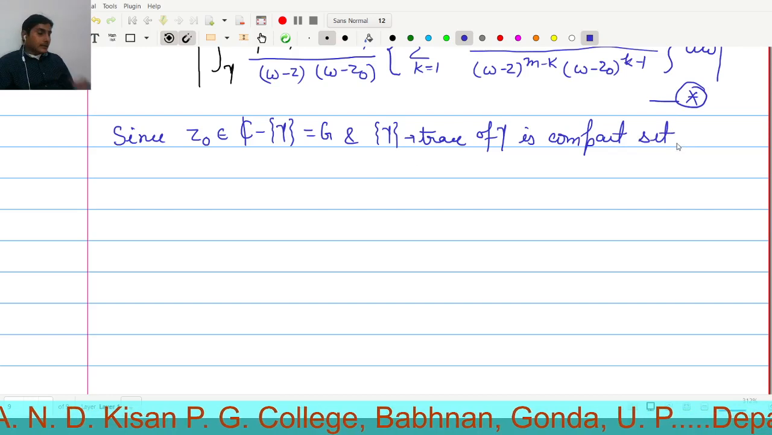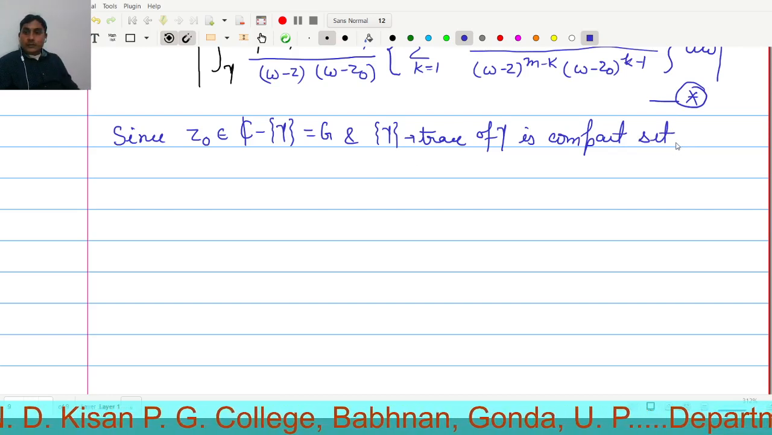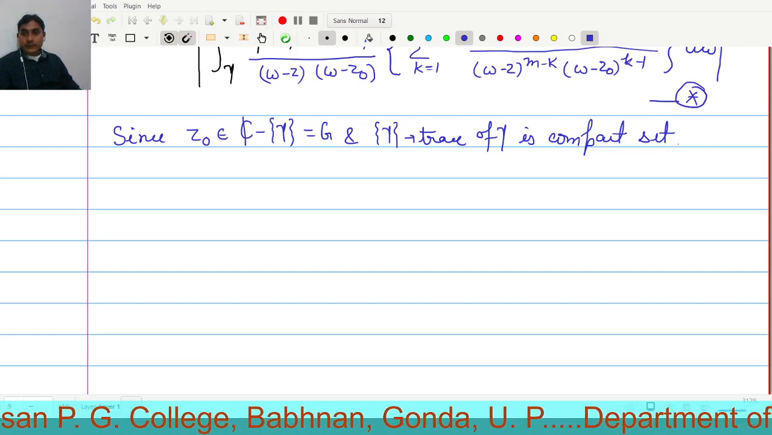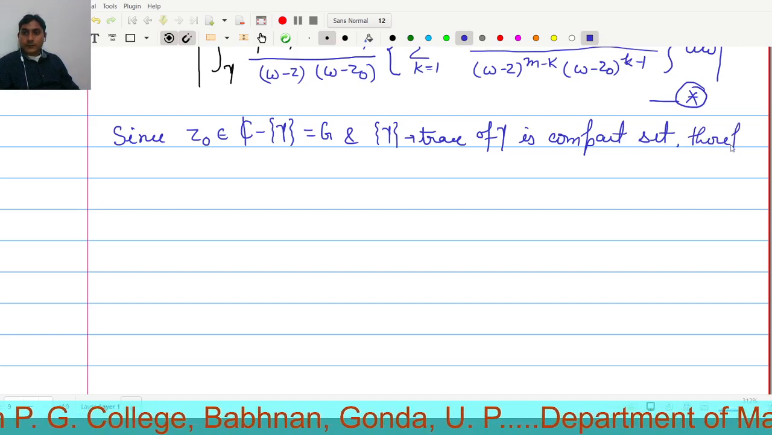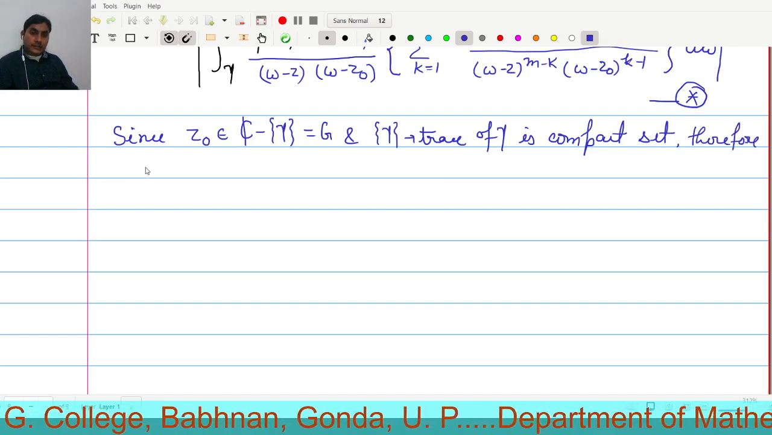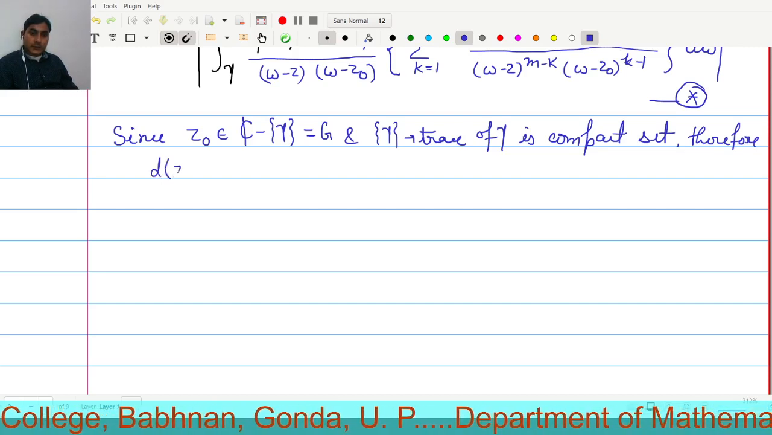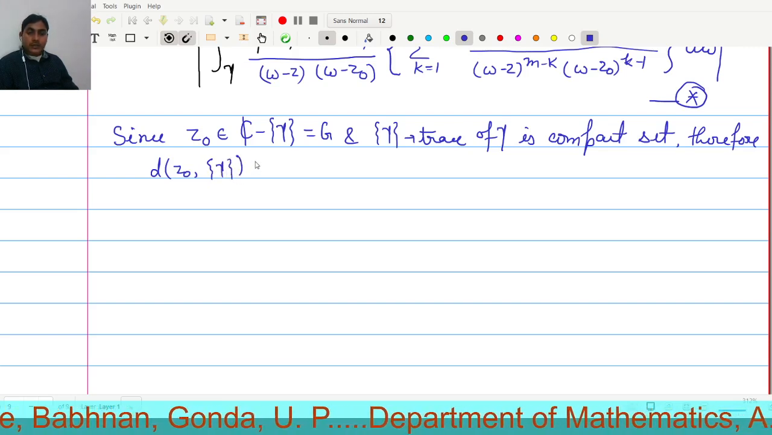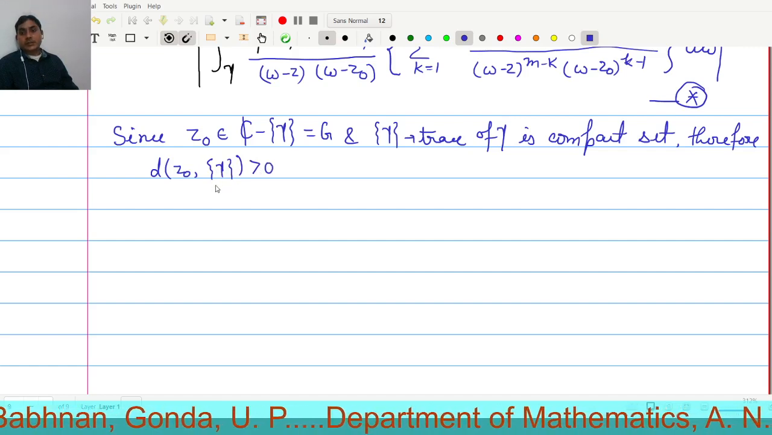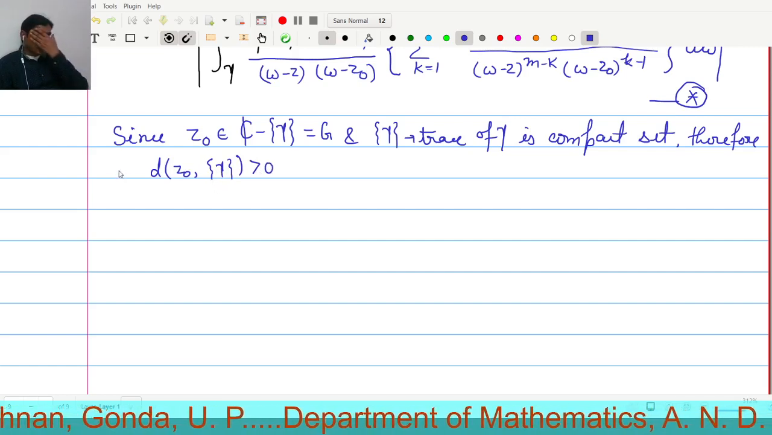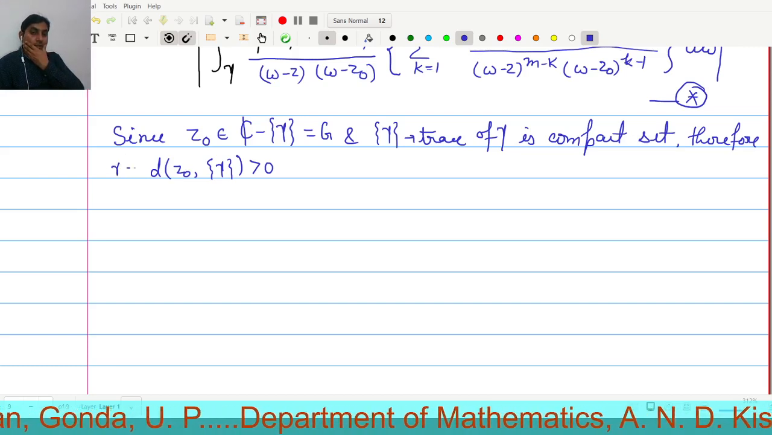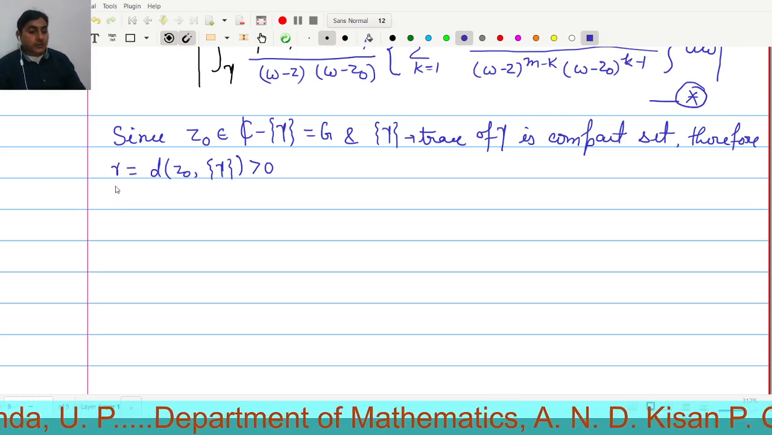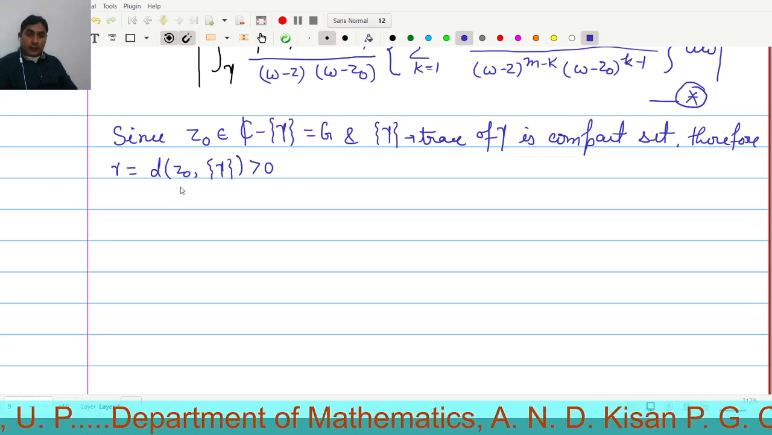So it is a compact set. Therefore, since this is equal to this and the trace of gamma is a compact set, the distance of Z naught from this trace will be strictly positive. Choose that this is equal to R, because we want to show the continuity at the point Z naught.